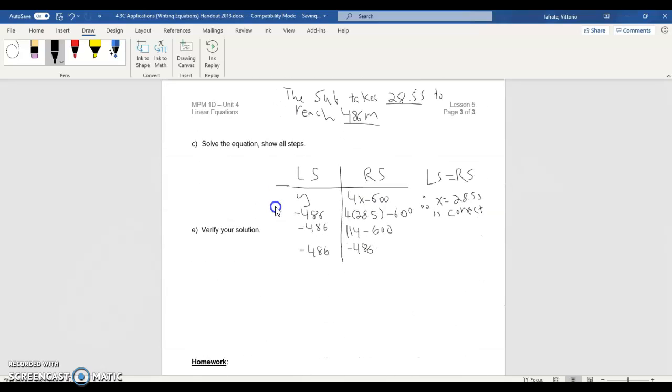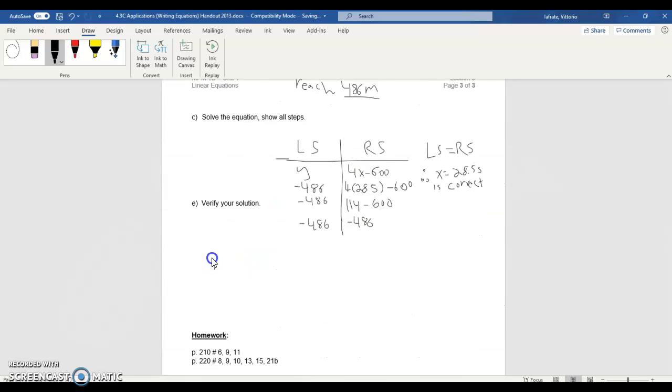I'd like to extend a problem, so I'm going to extend this problem. How long would it take for the submarine to reach the surface of the water? So you should pause the video and try that out.